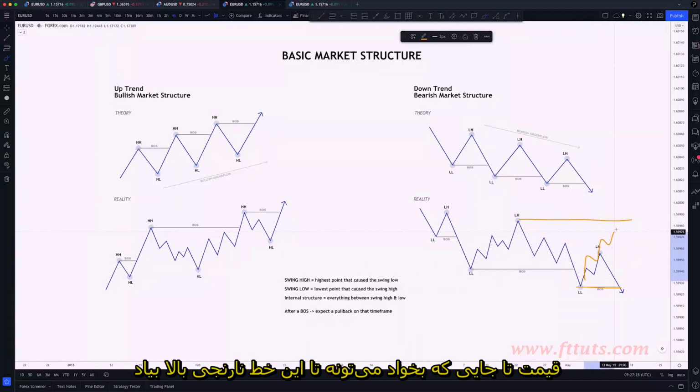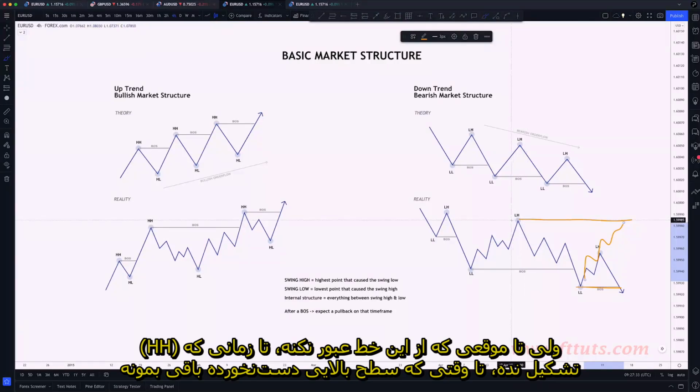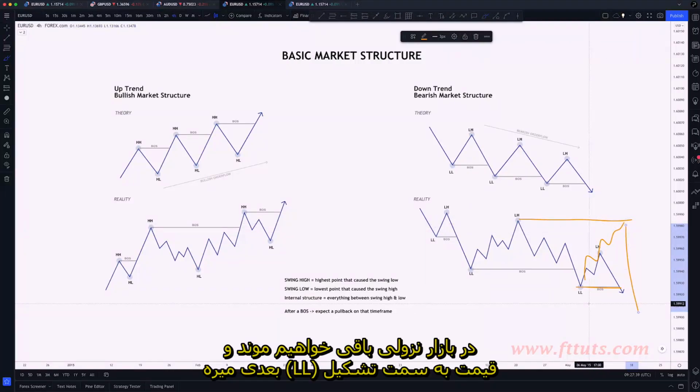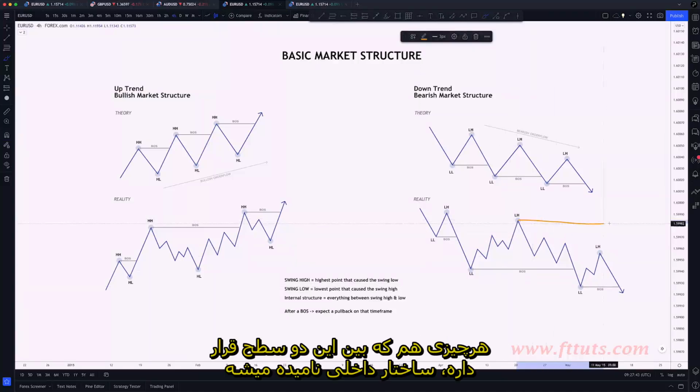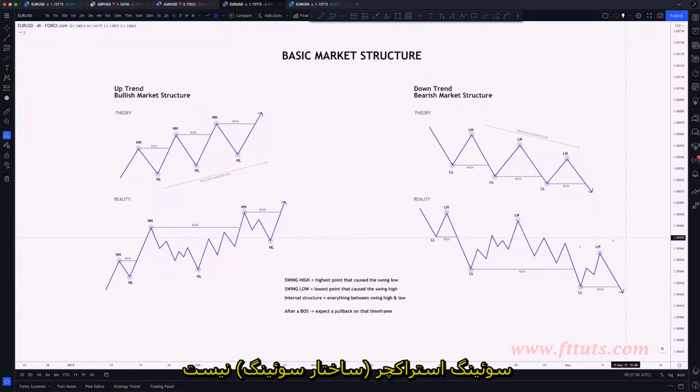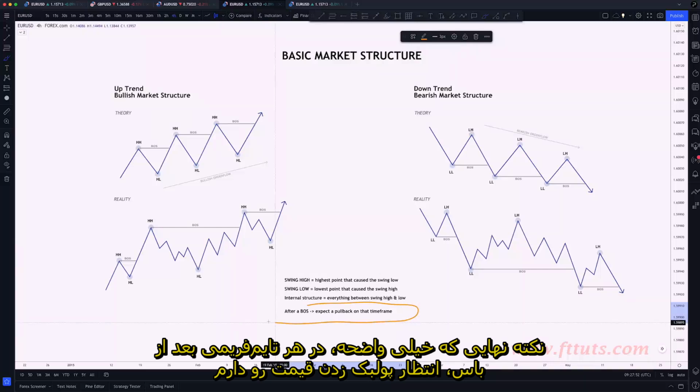So price can pull back as deep as it wants, right? It could come all the way up to this orange line, but as long as it doesn't breach that line, as long as it doesn't form a higher high, as long as that lower high stays intact, then we're still in a bearish market and price can go on to make that next lower low, okay? Then again, everything in between that low and that high is all just internal structure, okay? It's not swing structure.